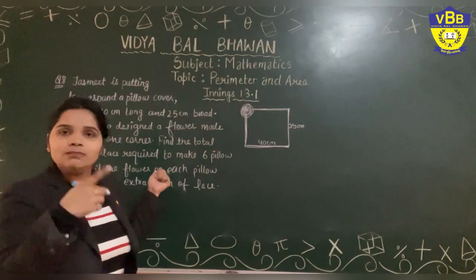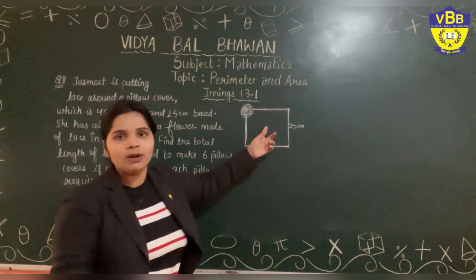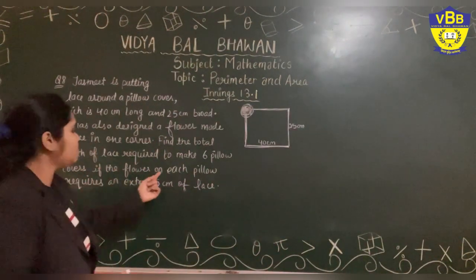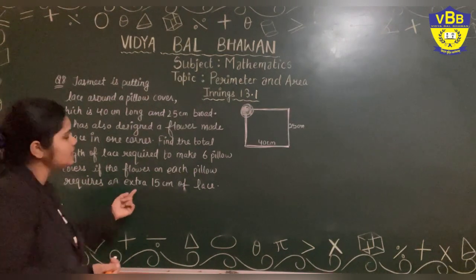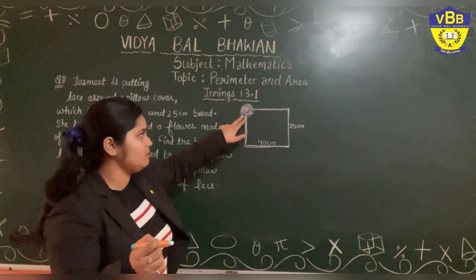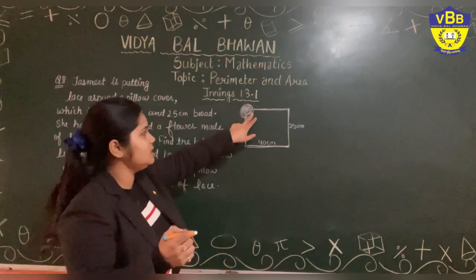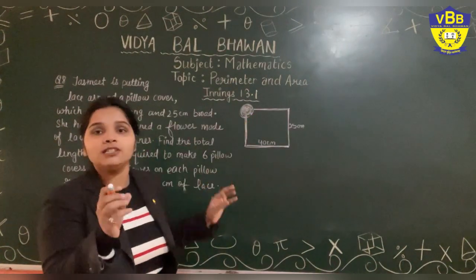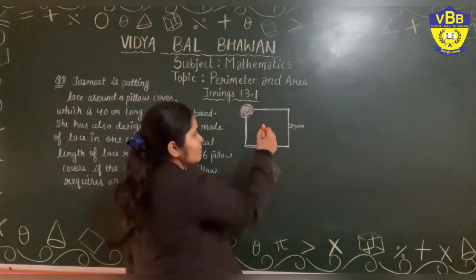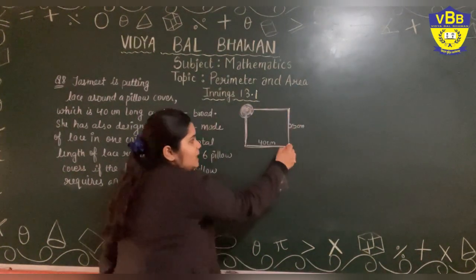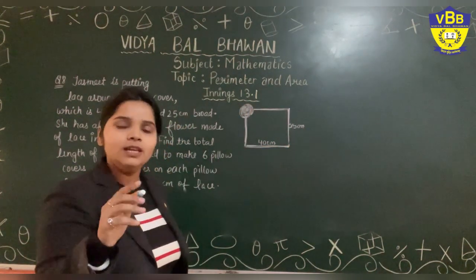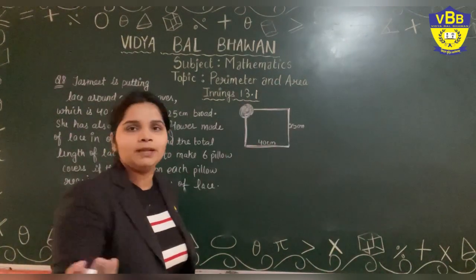If she is making the same 6 pillow covers, I will find the lace required for 1 and then multiply it by 6. It is saying the flower on each pillow requires an extra 15 cm of lace. That means each flower which Jasmeet is making will require an extra 15 centimeter. So for 1 pillow cover, lace required will be equal to the perimeter of this pillow plus this 15 centimeter extra for 1 only. For 6 we will find for 1 and then multiply by 6.